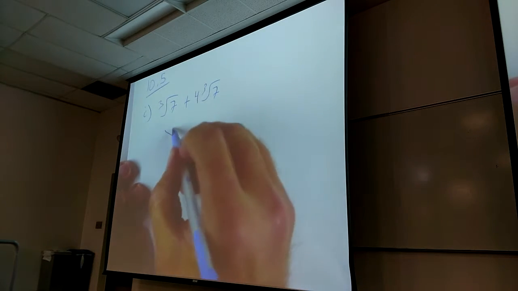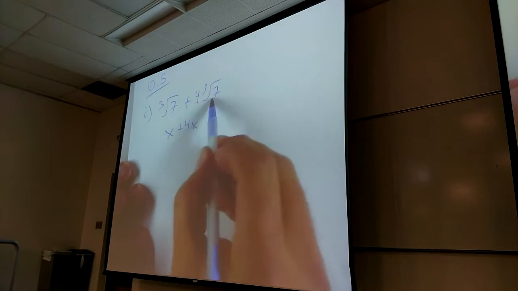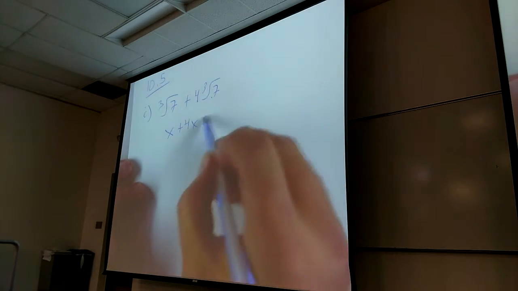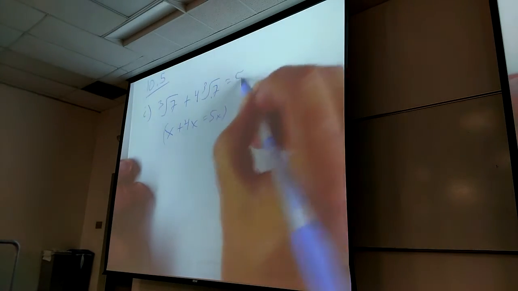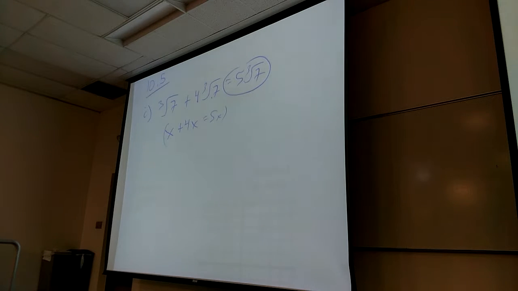So it acts just like an x for a lot of things. Something I don't know plus 4 more of those same things I don't know is 5 of those things I don't know, right? So this is 5 of these. Bam. Again, it's like terms.